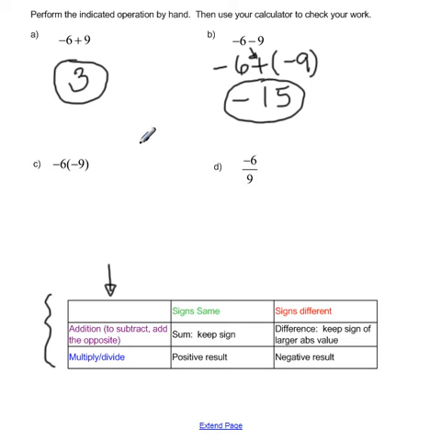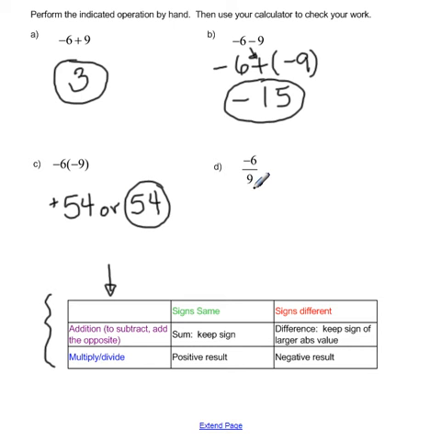Our next problem looks an awful lot like B, but here in C, notice those parentheses are in place. When that parenthesis is there, I know that I've got this juxtaposition going on. That tells me this is multiplication. Negative times a negative, well, the signs are the same. They're both negative, so I know my answer is going to be positive. And 6 times 9 is 54. So we can write our answer like that, or the better way to write it is just plain old 54. We know that that positive sign is there even though we don't show it.